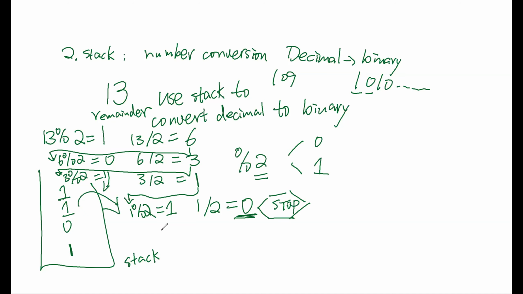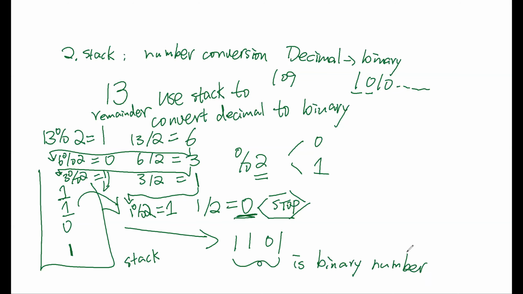And then you just pop out the numbers. What do we get? We get 1, 1, 0, 1. So 1, 1, 0, 1 is the binary number of 13. And here we can see that if you use a stack, you can do number conversion, okay, you can do number conversion.